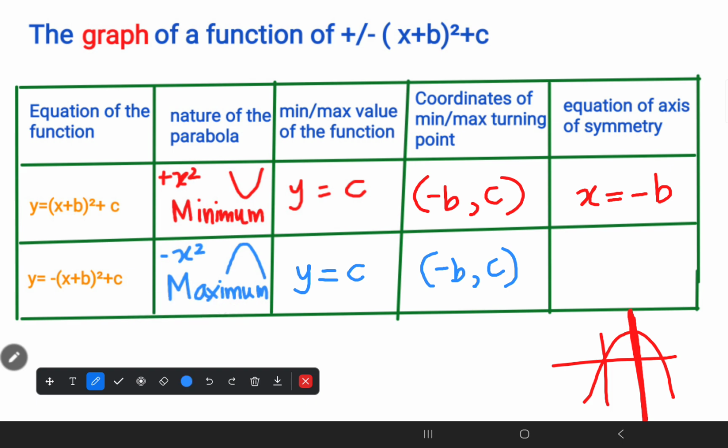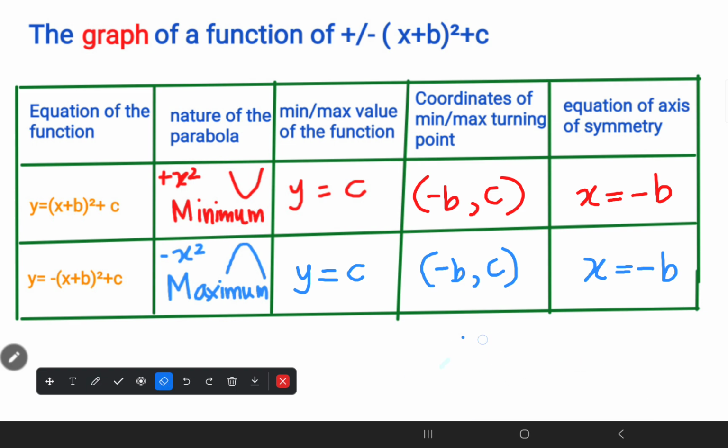For the next one also, the equation of the axis. This is the positive one here, negative one for the next one. Here, this is also going through the minimum point, its corresponding x coordinate. So it would be x equals minus b. This is just the graph and theory part, so you have to understand these things clearly. We can easily apply this to the question as well.